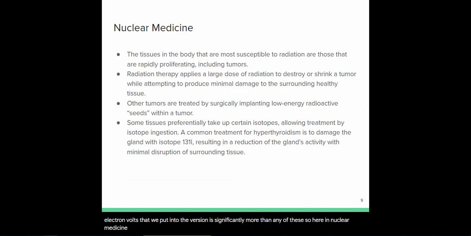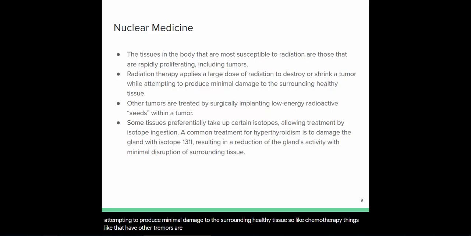Here, nuclear medicine, the tissues in the body that are most susceptible to radiation are those that are rapidly proliferating, so things that grow more. So radiation therapy applies a large dose of radiation to destroy or shrink a tumor while attempting to produce minimal damage to the surrounding healthy tissue. So like chemotherapy, things like that.